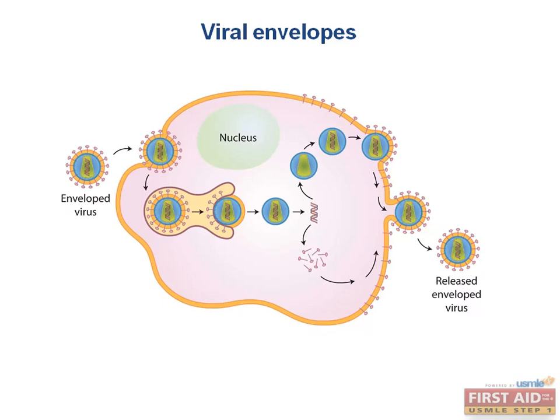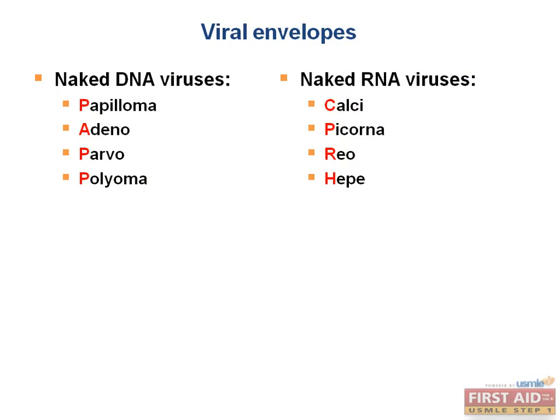So how do enveloped viruses get their envelopes? As you can see in this image, enveloped viruses acquire the envelopes from the host cell's plasma membranes when the virus exits the host cell. The exception to this rule is with herpes viruses, which actually get their envelope from the inner nuclear membrane. There are 8 naked viruses. 4 are DNA viruses: papillomavirus, adenovirus, parvovirus, and polyomavirus.